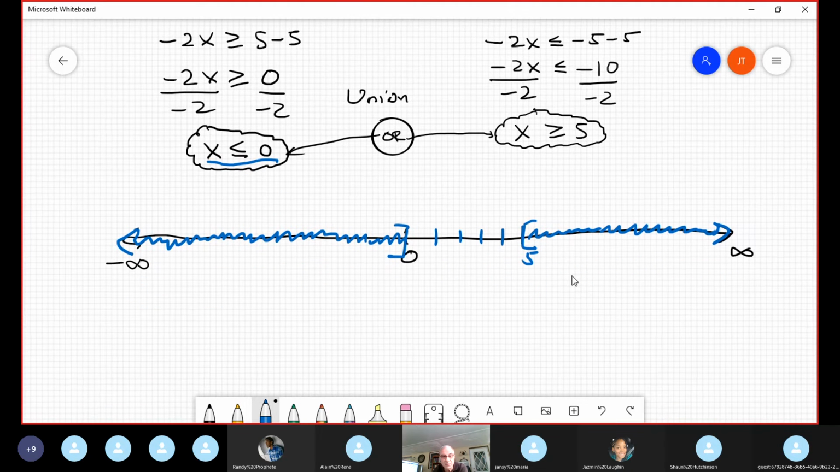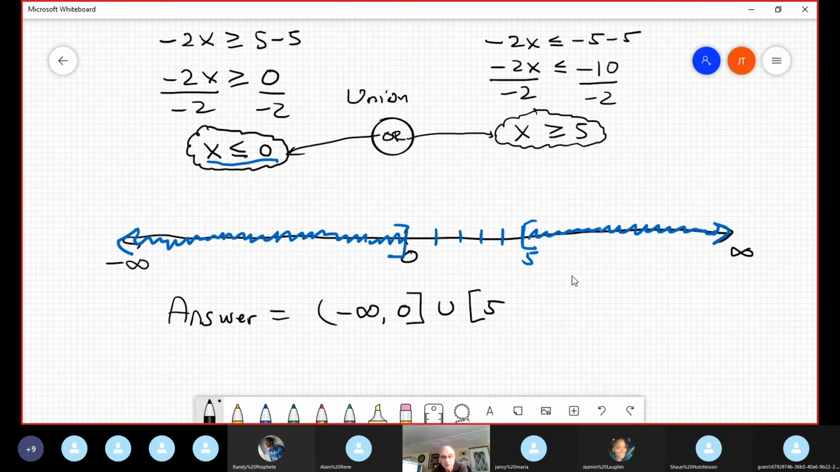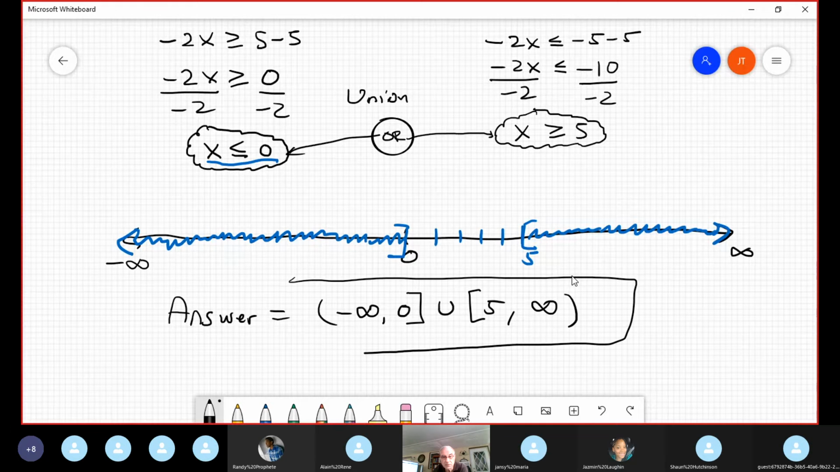What is my final answer? My final answer is negative infinity to 0, union 5 to positive infinity. Absolutely perfect. Final answer. Super perfect. Any question?